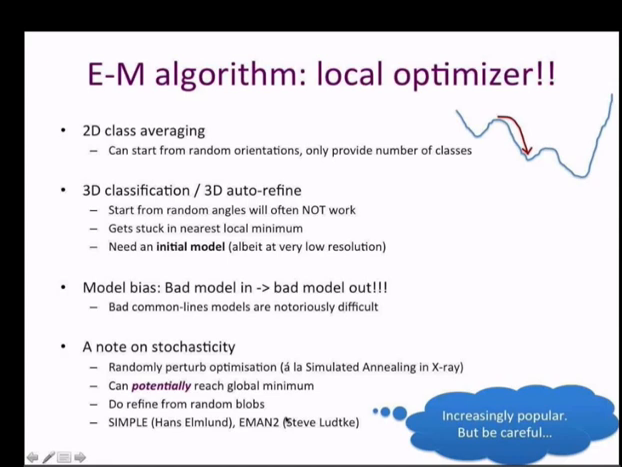So I would say they're increasingly popular and they're powerful, but you have to be careful, because that they potentially reach the global minimum means they can also get stuck in a local minimum. And then you get to this situation where bad model in may be bad model out. So you have to be careful. Although I do think that with the advent of these new detectors and much higher signal to noise ratios, the problem of finding a good initial model is going to be ever less important, because we see that if we don't see any secondary structure elements in our reconstructions, something must be wrong, perhaps the initial model.